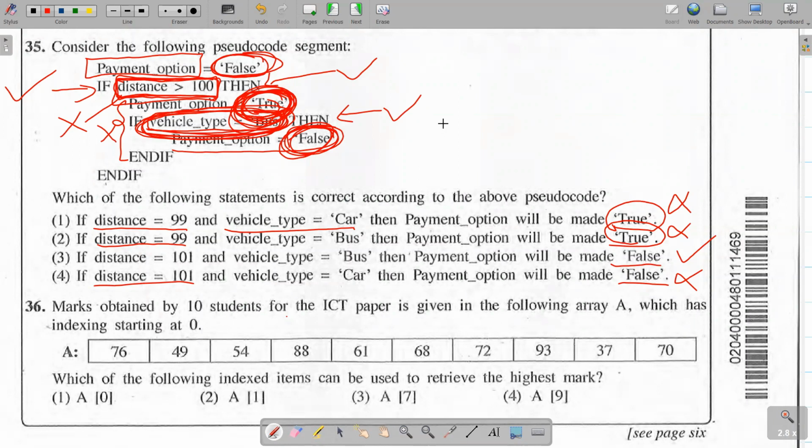Marks obtained by 10 students for the ICT paper is given in the following array. The name means the array is A, specified here, which has index starting at 0. So that means this is 0, 1, this is the first element, this is 2, 3, 4, and this goes 7, 8 and 9.